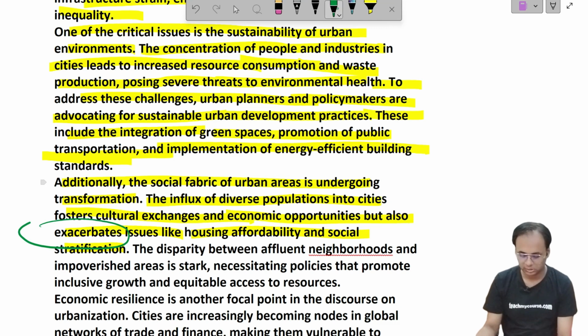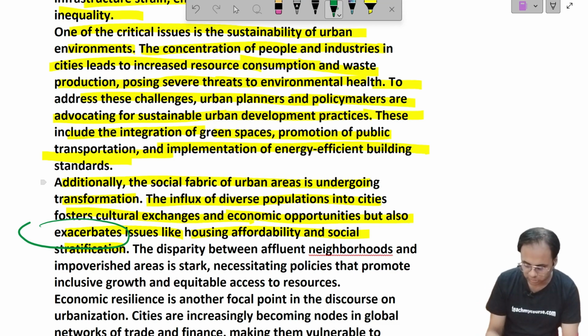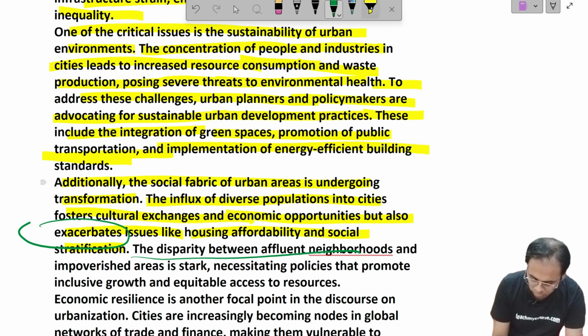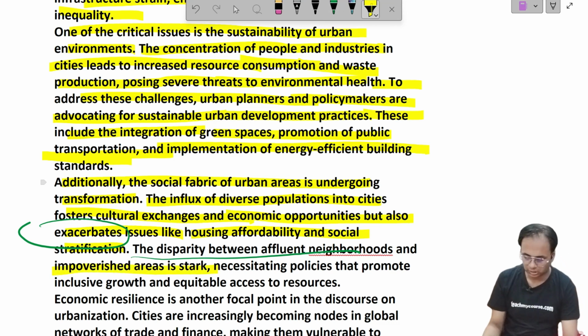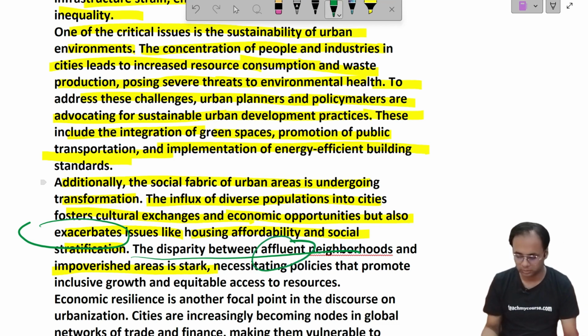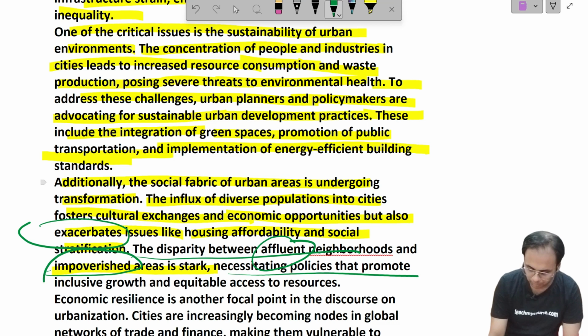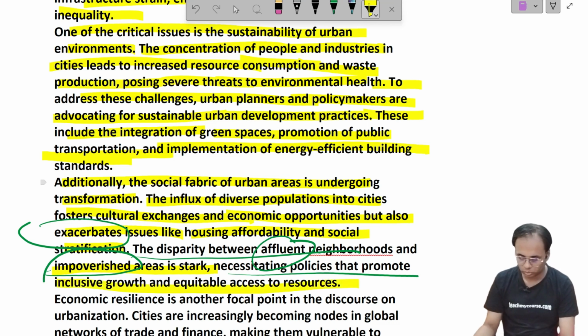Exacerbate means worsens. So housing affordability has been worsened by this population influx. We have been coming across a lot of news that real estate is becoming more and more expensive in these demanding cities. So the disparity between affluent neighborhoods and impoverished areas is stark. Affluent means rich, and impoverished means lacking resources. This necessitates policies that promote inclusive growth and equitable access to resources. So policies should be such that everybody gets equal access to the resources, and only the rich should not get more, easier access to the resources.